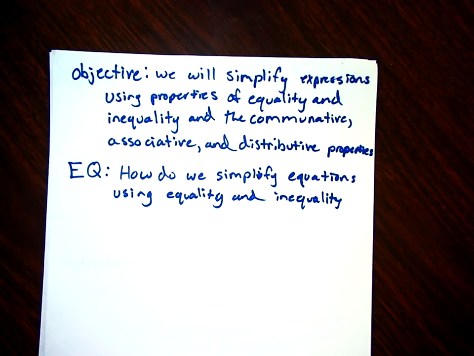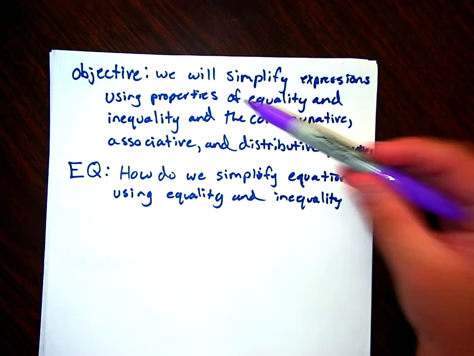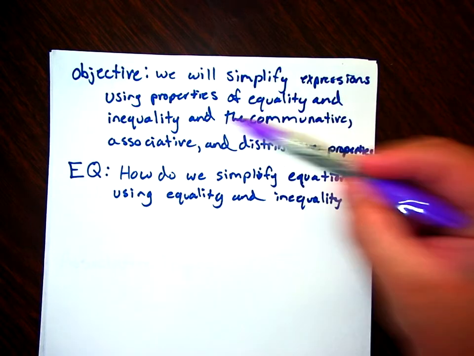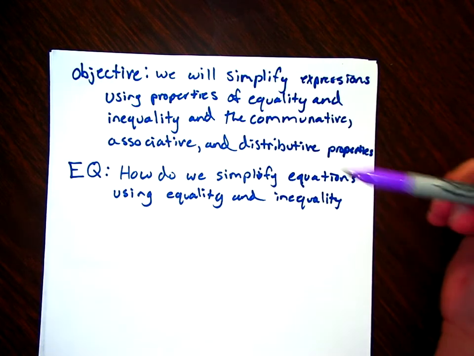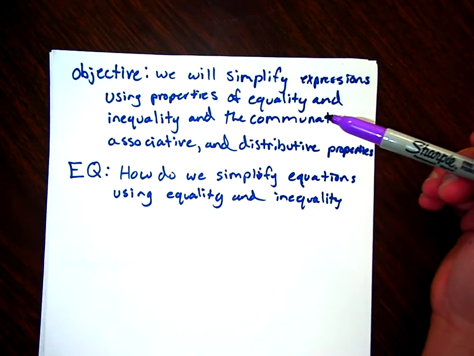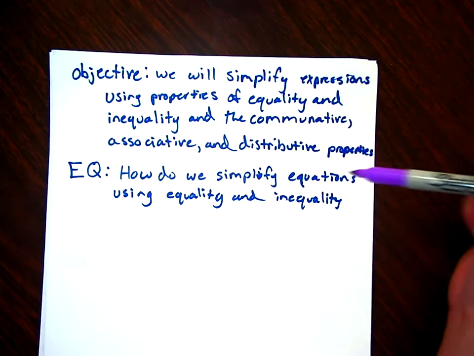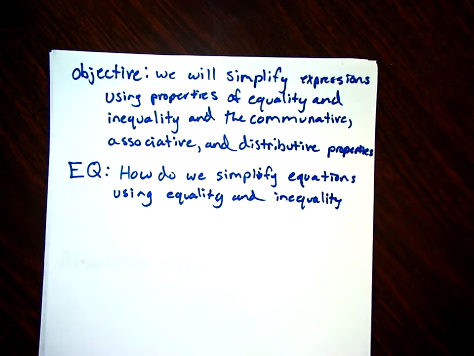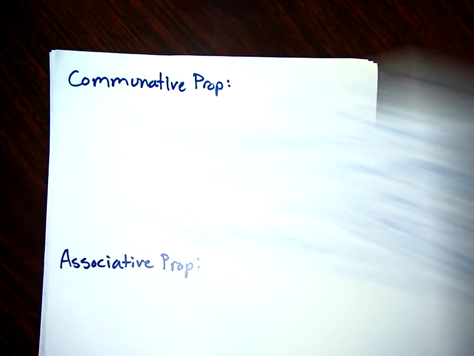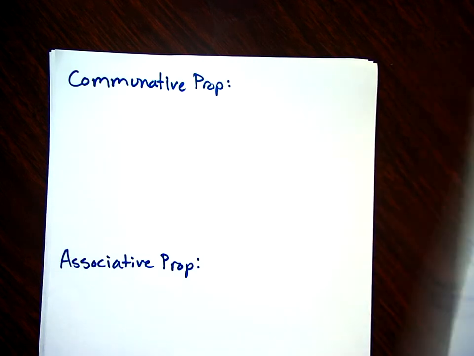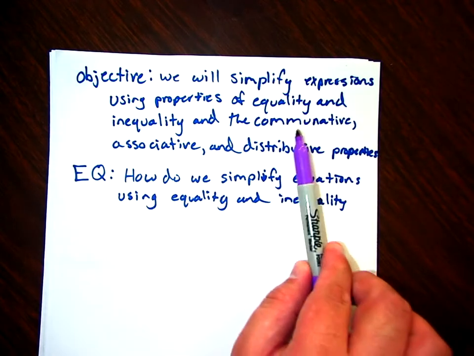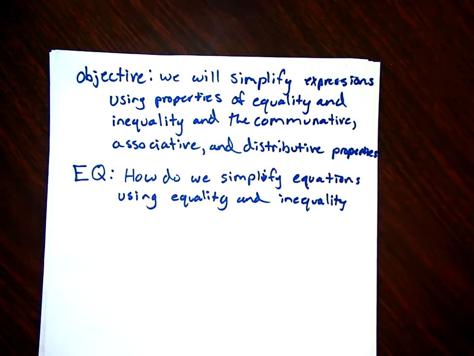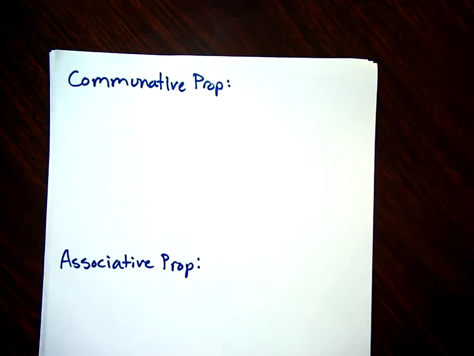Today, our objective is that we will simplify expressions using properties of equality and inequality and the commutative, associative, and distributive properties. So the essential question is, how do we simplify equations using equality and inequality? But if you see in that objective, there's a few terms that we haven't in this class defined yet, like commutative, associative, and distributive. So let's go ahead and define those first.